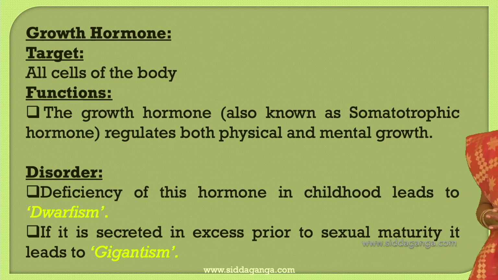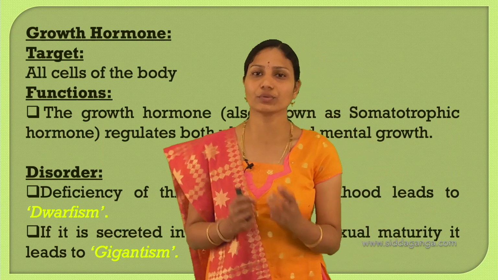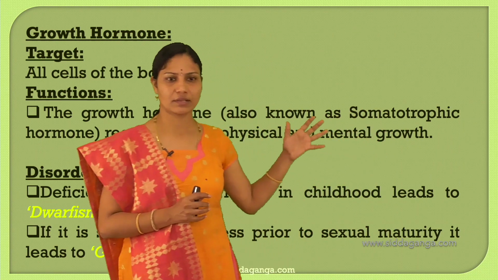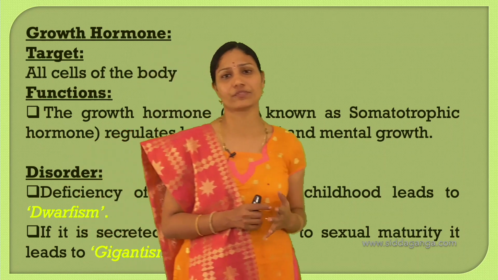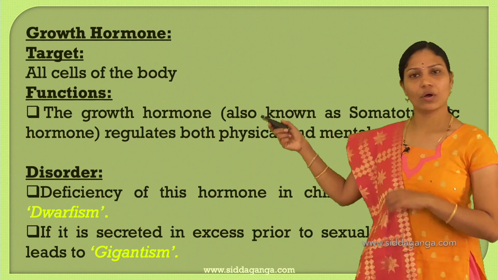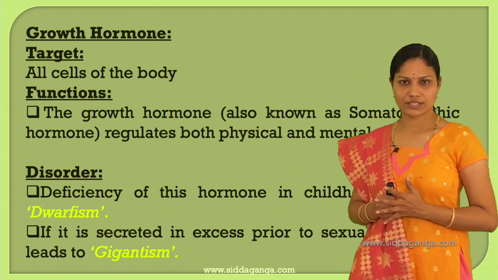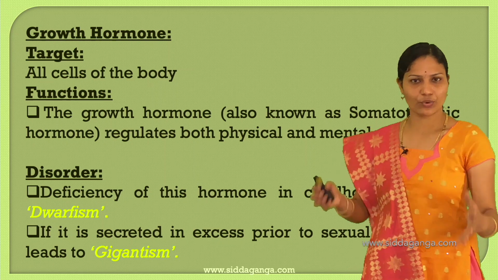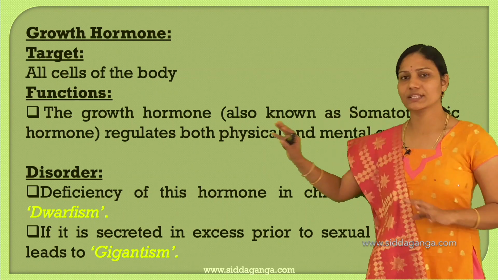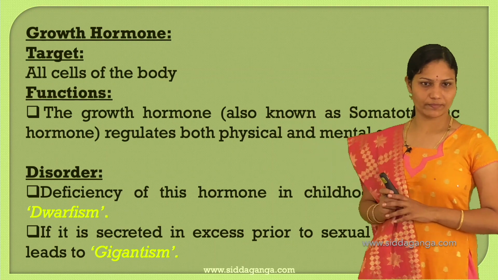Growth hormone, as the name indicates, is a hormone that influences the growth of an individual. The target cells are almost all the cells of the body. Every cell has to grow. Is it not? The individual as a whole has to grow. So growth hormone has influence on all the cells of the body. The target here is all the cells of the body.